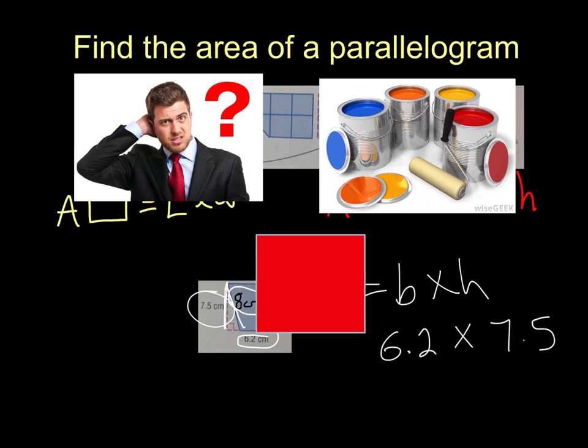When I solve that, I get the area equals 46.5. And remember, your label anytime for area is going to be whatever units we're using. We're using centimeters, and we have to have the squared sign because they're squares.